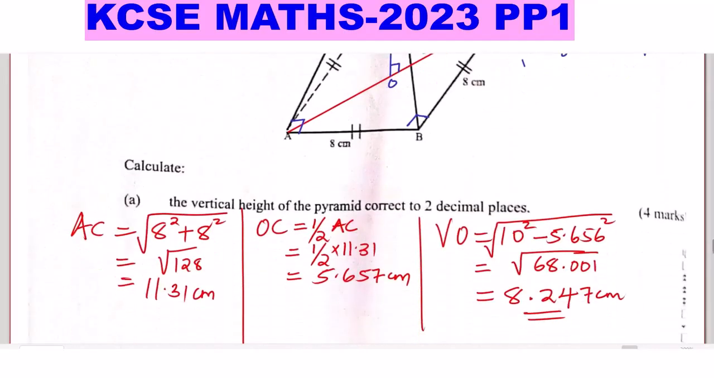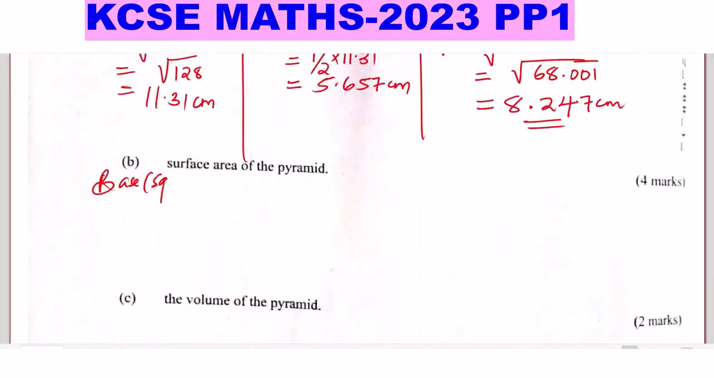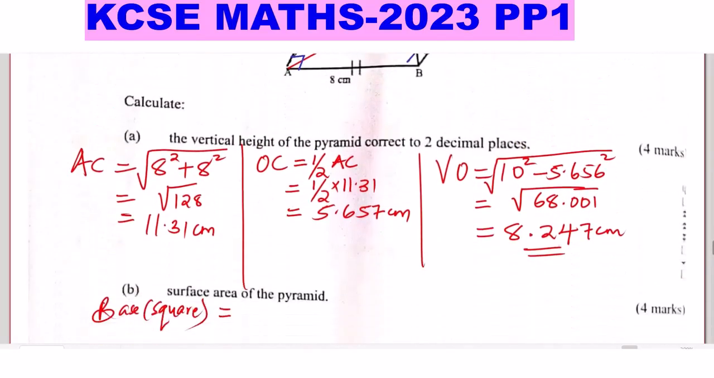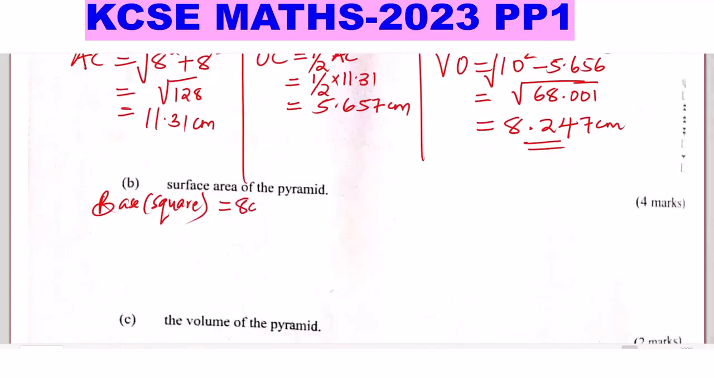The base is a square, and the area of the square will be given by 8 centimeters times 8 centimeters. This will give 64 centimeters squared.